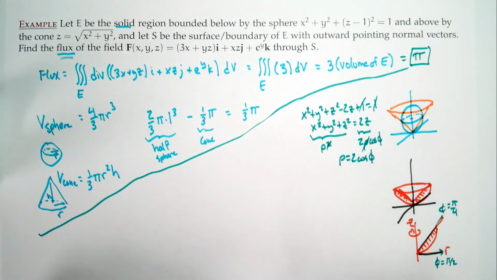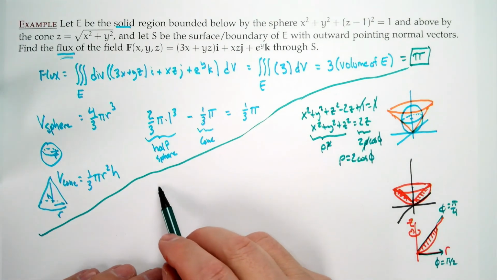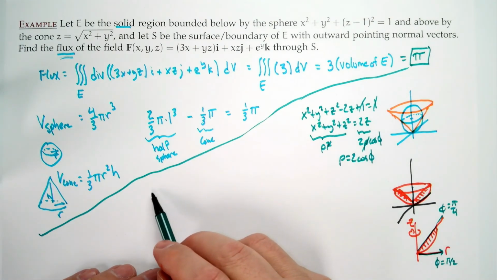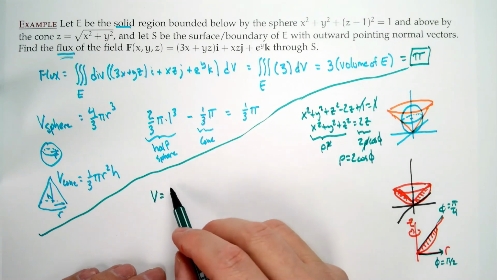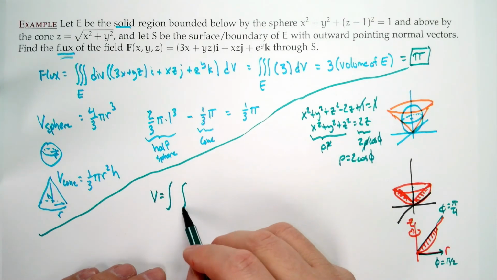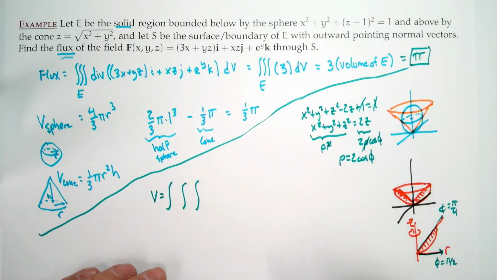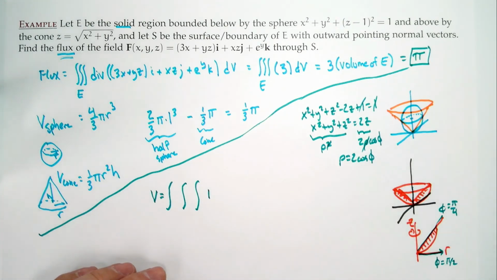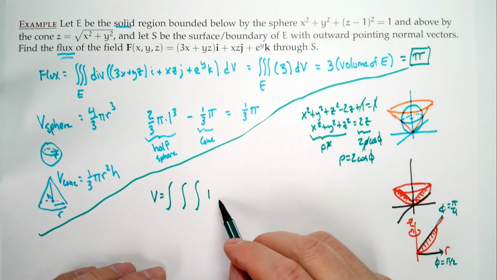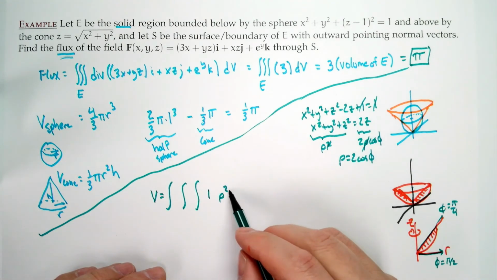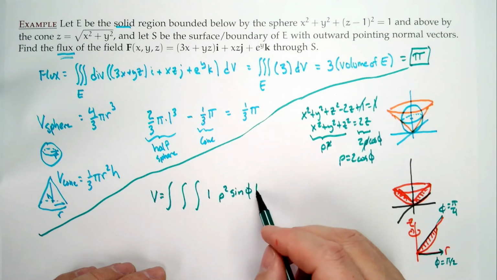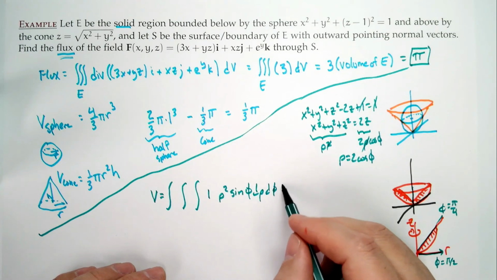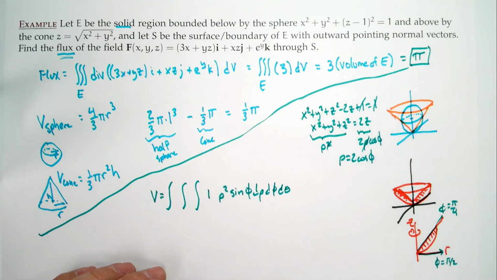All right, so where do we go from here? What we're going to do is this in spherical coordinates. So the volume would be equal to the triple integral, and we're going to integrate 1. If you integrate 1, then that's the volume. And our dV, well, that's rho squared sine of phi, d rho, d phi, d theta.